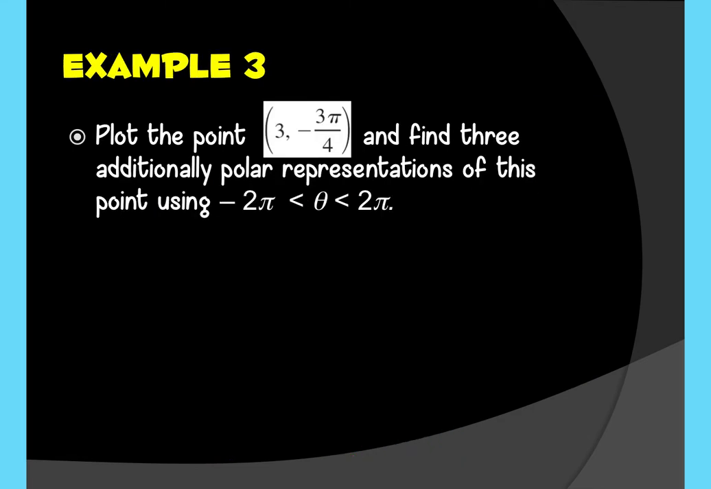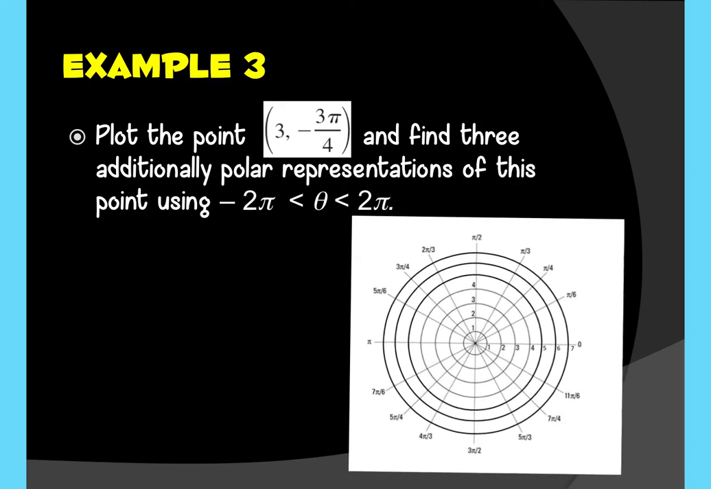Okay, so instructions will say something like this. Plot the coordinate point and then find 3 additional polar representations of this point. So I'm going to plot my point first. 3, negative pi over 4. Where's negative pi over 4? Negative 3 pi over 4. It's the same as 5 pi over 4. 3 is positive, so I go 1, 2, 3, and that would be my coordinate point.